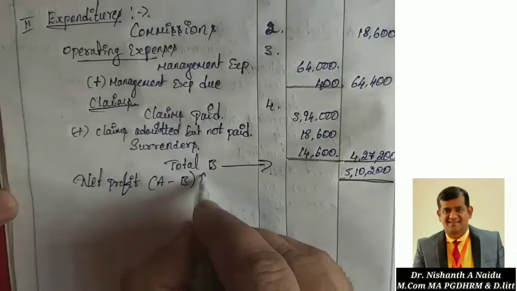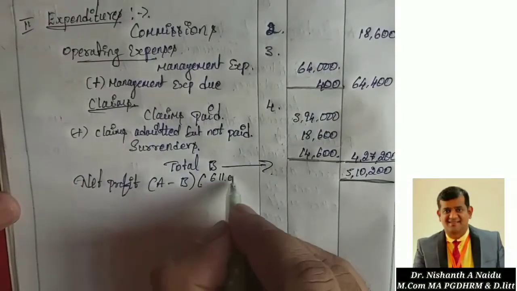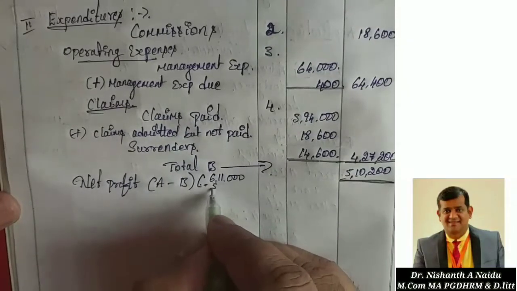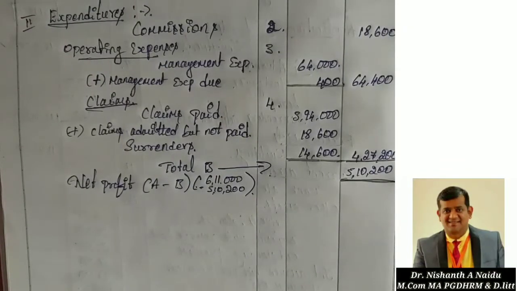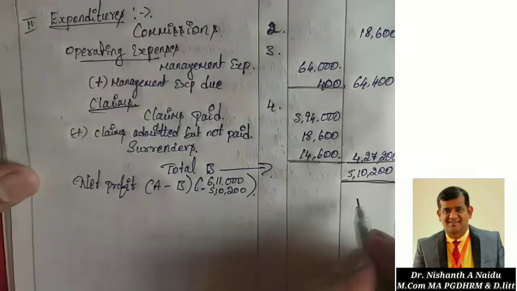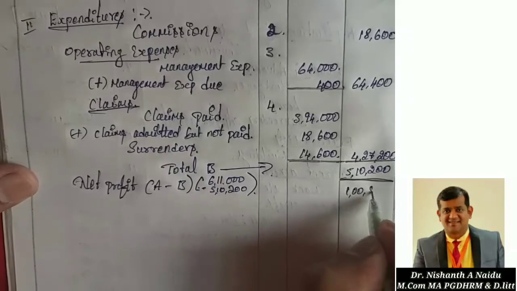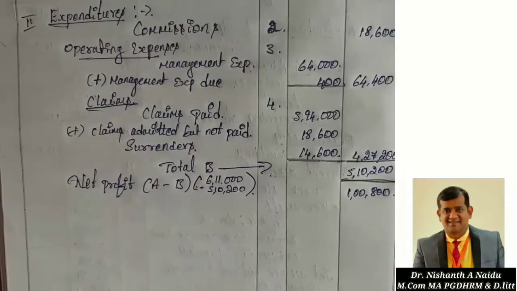So that is nothing but 6,11,000 minus 5,10,200, that is 1,08,000. This is going to be net profit. But in this problem we have appropriations, correct? So we have two appropriations, so that should be deducted. So what are all the appropriations?